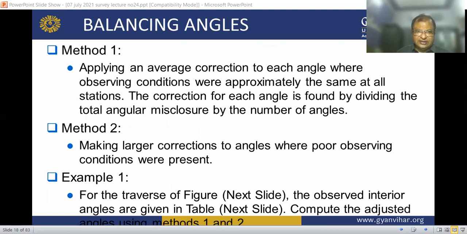Method one: applying an average correction to each angle, where the observing conditions were approximately the same for all. The correction for each angle is found by dividing the total angular misclosure by the number of angles. This is method one. And now method two: making larger corrections to angles where poor observing conditions were present.